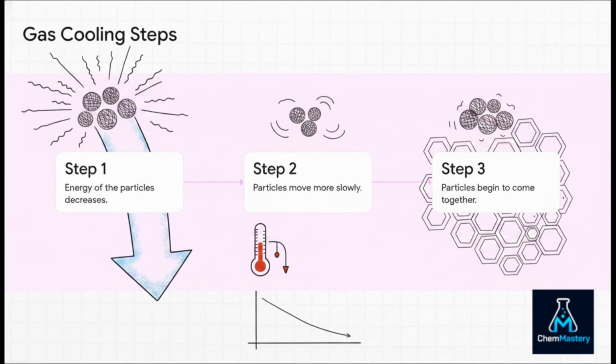Step 1, the internal energy of the particles decreases. And because they have less energy, Step 2 happens. They move much more slowly. They aren't smashing into each other with that same violent force anymore. And because they're slowing down, we reach Step 3, the particles actually begin to drift closer and come together. This slowing down is exactly what causes that initial steep drop in temperature on our graph, totally setting the stage for the first big phase change.